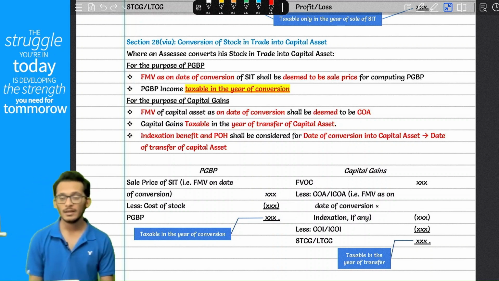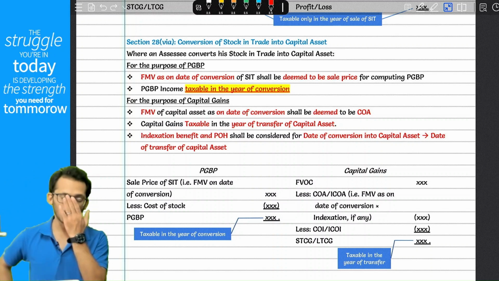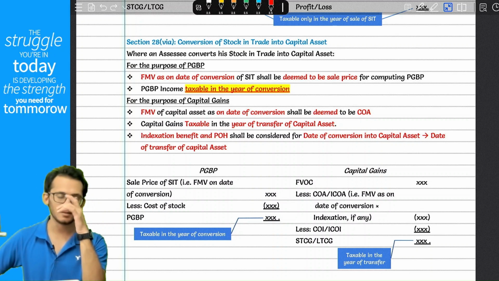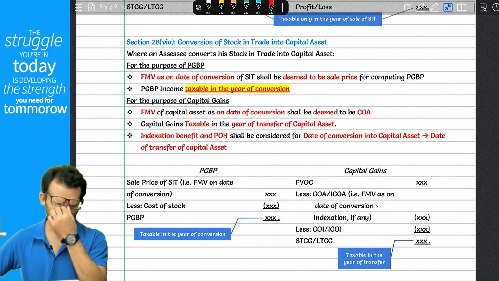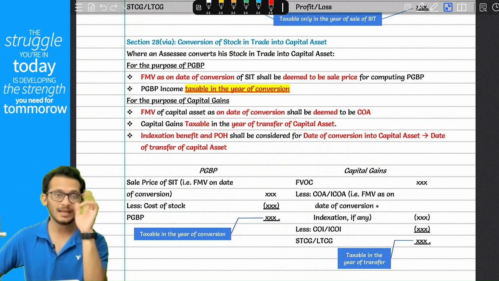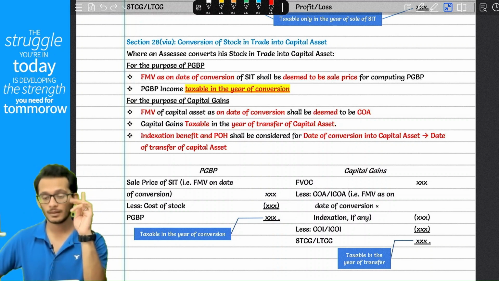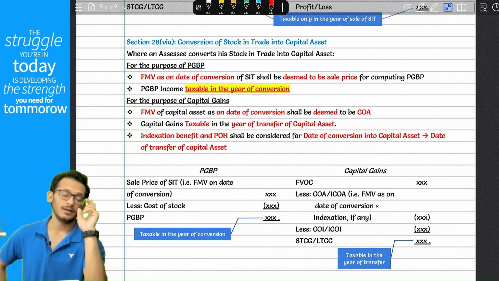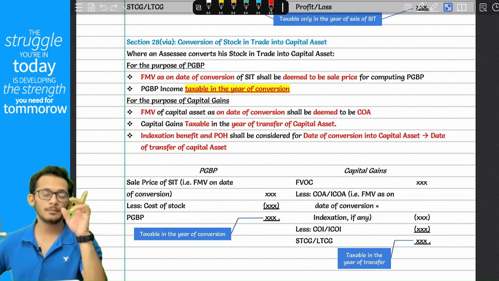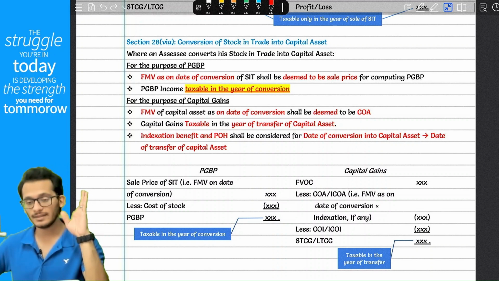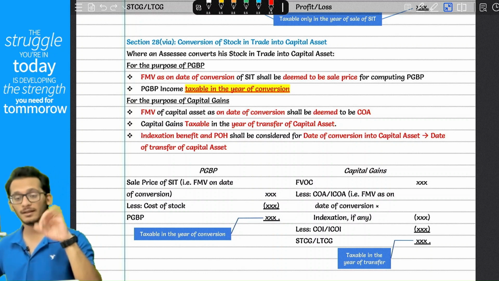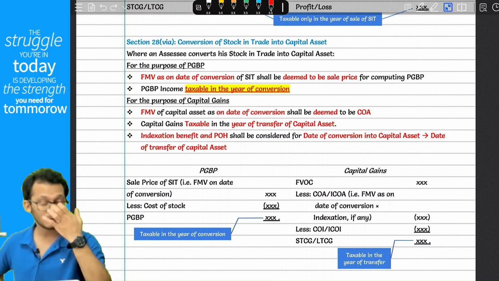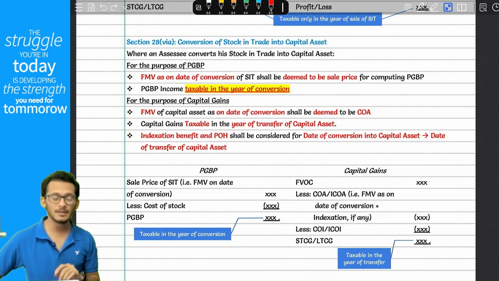But regardless of it, this provision says that if you are going to convert stock and trade first, PGBP will be taxable in the year in which the conversion takes place, and capital gains will be paid in the year in which the asset is transferred. So notice carefully, if capital asset is transferred into stock and trade, then capital gains will be paid in the year of stock and trade sales. But if stock and trade is converted into capital asset, stock and trade will be taxable in the year of conversion. Capital asset will be taxable in the year of transfer. Independent scenarios. Please be very careful.